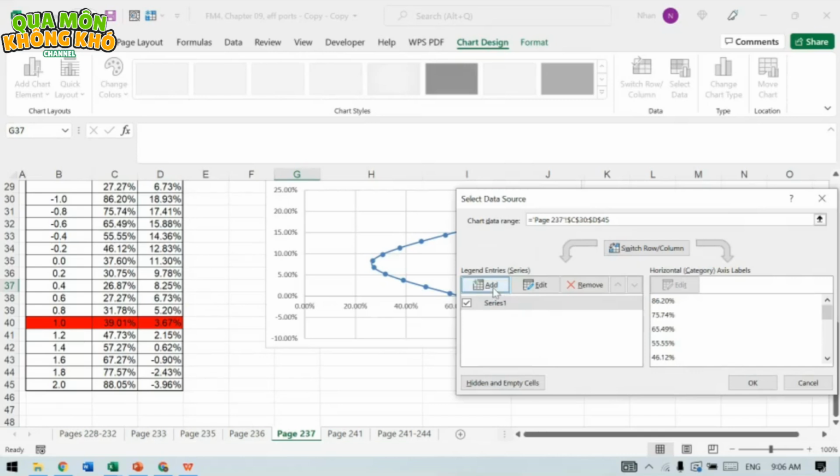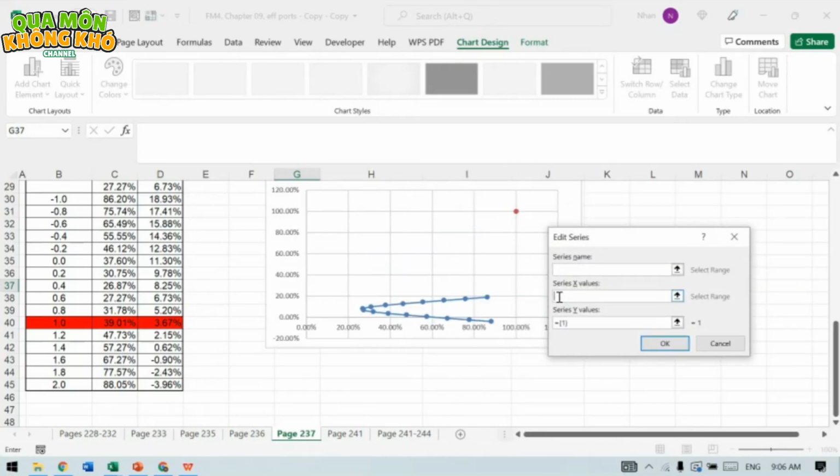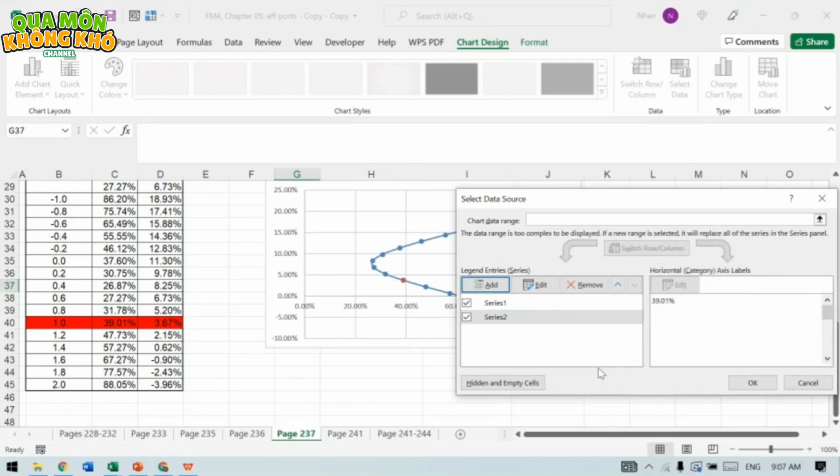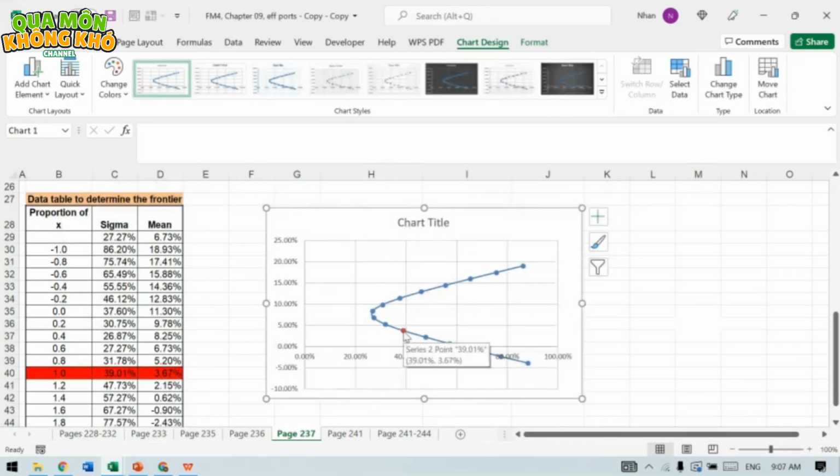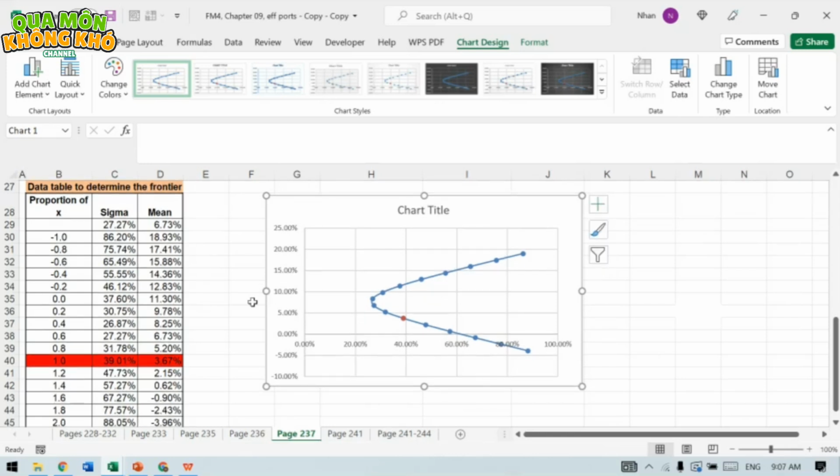And I will add the portfolio X to see whether it's efficient or not. So here. Okay. So you can see it is the portfolio X, and it sits here, so it's not efficient. If it's efficient, it has to be here. Yes, that's why we have the note 2.